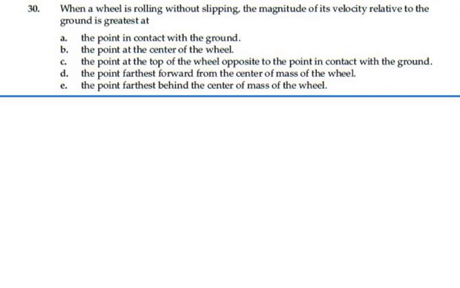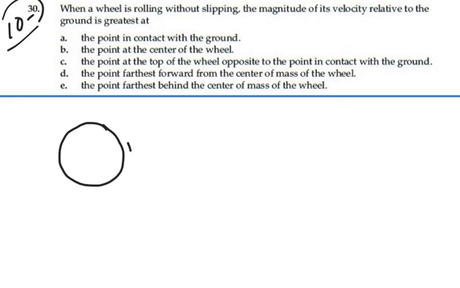Here's problem 1030. When a wheel is rolling without slipping, the magnitude of the velocity relative to the ground is greatest at... Well, let's take a look at the wheel. As it's rolling, it is doing two kinds of motions that we can think of simultaneously.